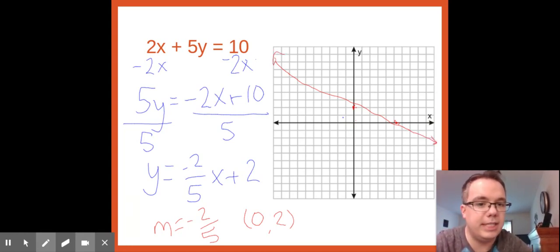Remember, don't go down and to the left because that'll make an equation that has a positive slope, because negative divided by negative is a positive number. So make sure if you have a negative slope, you go down, but you still go to the right. All right.